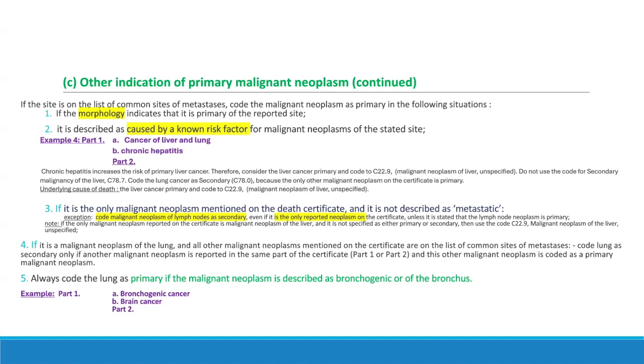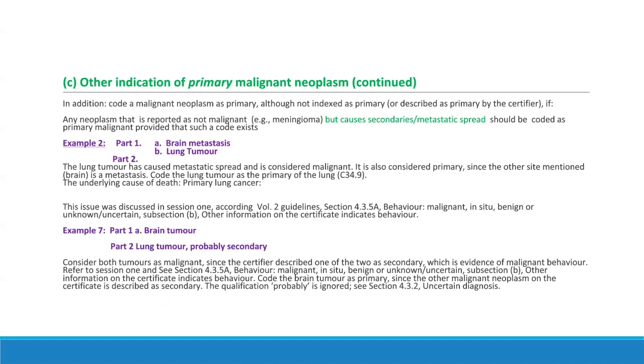However, lung cancer described as bronchogenic or of the bronchus should always be coded as primary. These guidelines help accurate coding of neoplasms, reflecting their origin and behavior, which is crucial for medical management planning and accurate statistical reporting. This slide covers guidelines for coding neoplasms on death certificates, focusing on when to classify a neoplasm as primary malignant, even if the certifier does not explicitly state it.